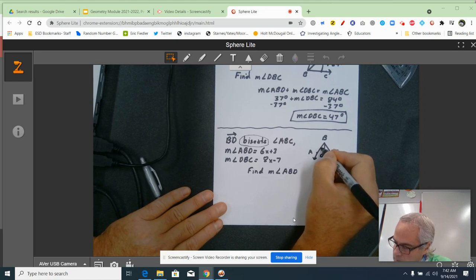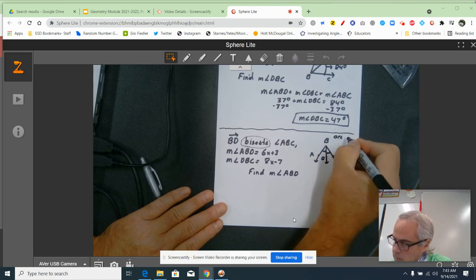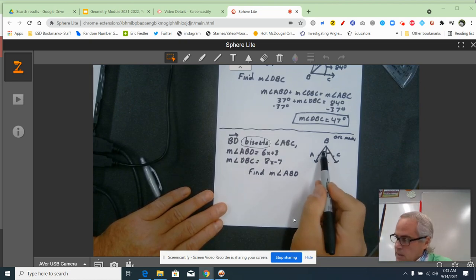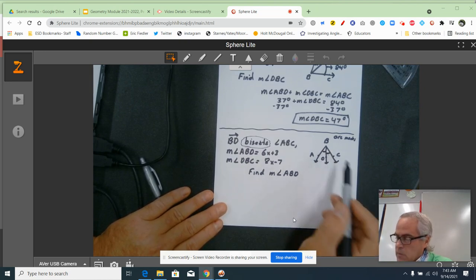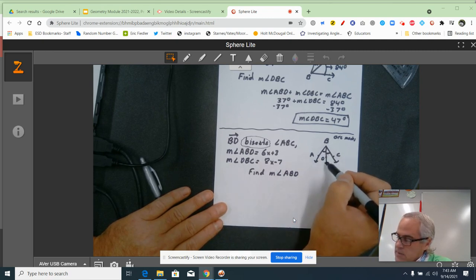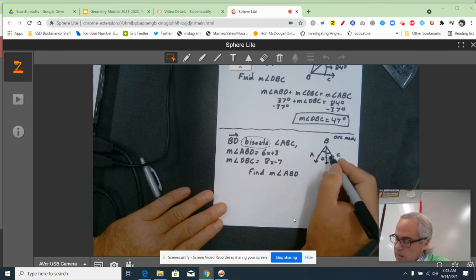Now watch this. Boom, boom. Now I'm using these things called arc marks to show that angles have been cut in half. So this angle is congruent to this angle, which means they have the same measure. Then it says that ABD is equal to 6x plus 3, and DBC is equal to 8x minus 7. I could write those in there, but I don't have a lot of room.